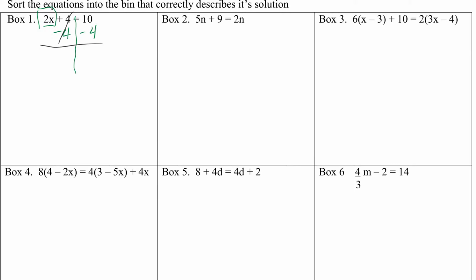And on the left side, I still have 2 x's. I'm going to bring that equal sign down. And then I have 10 minus 4. 10 minus 4 is 6. So I'm going to take the number in front of my variable, 2, and divide both sides by 2. So I get x is equal to 3.